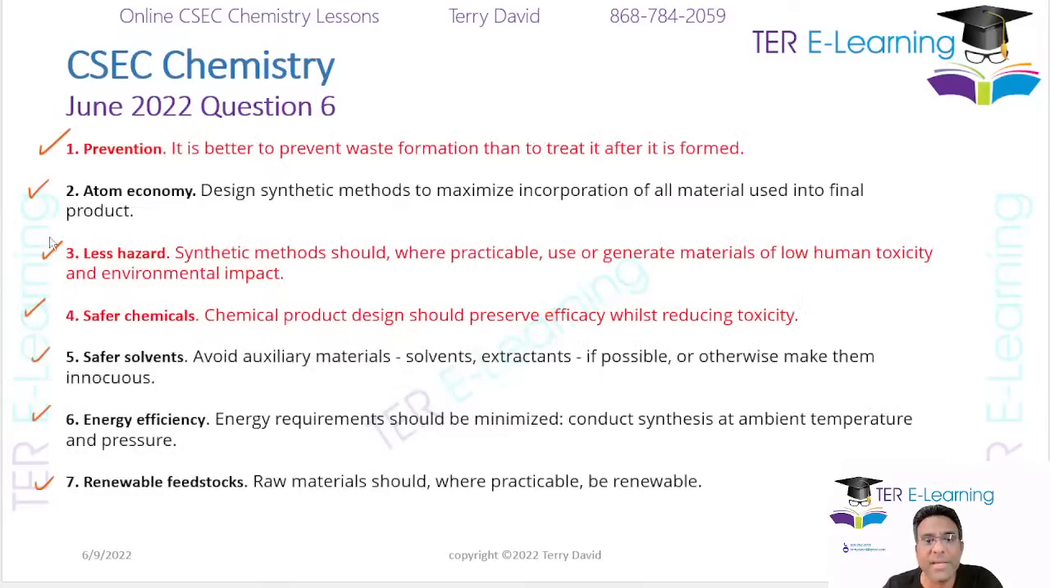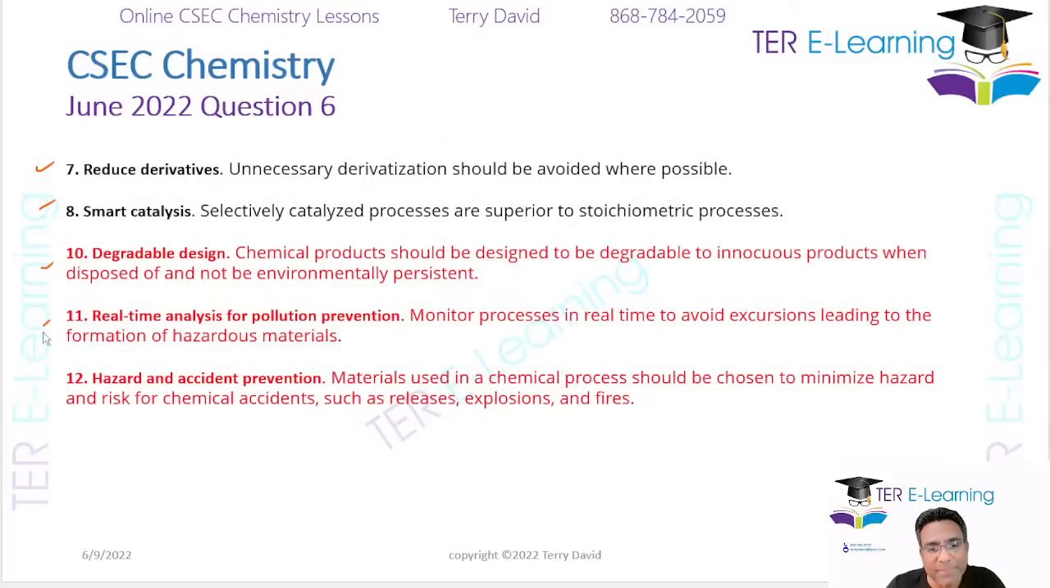So what I've done, right? Every one that I haven't read is a potential answer for that. So in the first one, it is better to prevent waste formation than to treat it after it is formed. So in your process, in the chemical plant, you're trying not to produce any waste material. That's what you're trying to do. Now, one of them I liked here was the last one, the 11th one, which is real-time analysis for pollution prevention.